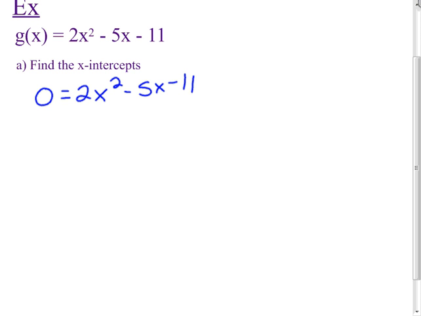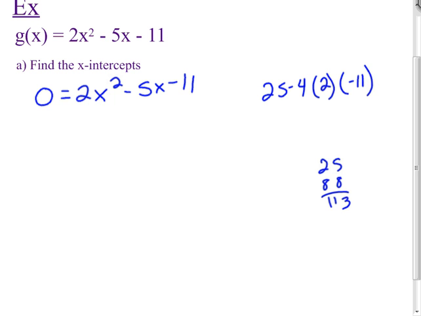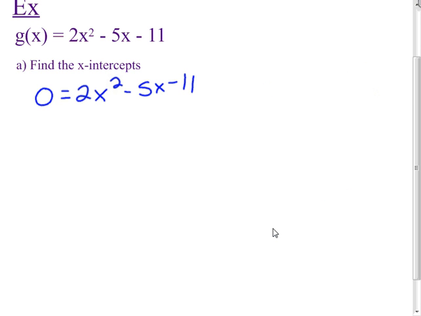To see if I can factor this, I can use the discriminant. B squared minus 4 times A times C, which ends up being 113. 113 is not a perfect square. Therefore, I'm not going to factor this. I'm strictly going to do the quadratic formula, which means I'm going to get irrational values.